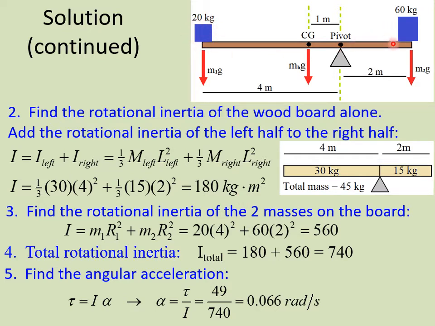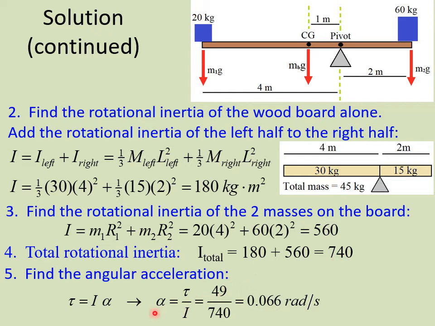Then we can find the rotational inertias of the 2 masses on each end. This one here and this one over here. That is exactly the same as we did for the previous problem. It's m1 r1 squared plus m2 r2 squared, which gave us 560. So the total rotational inertia of this whole system is now equal to the rotational inertia of the beam or the board, 180, and then the 2 masses, 560. So that gives us a total I of 740.